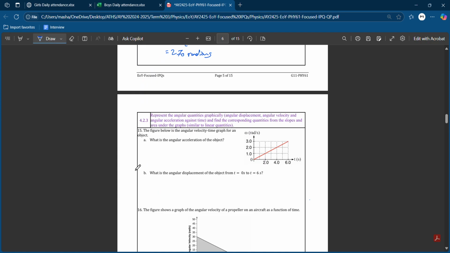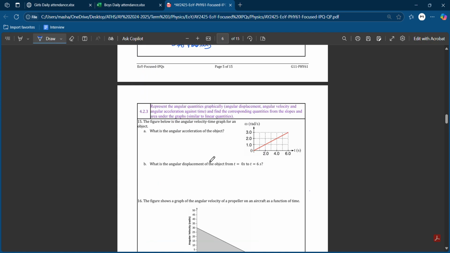For question number 15, you need to know some information, which is angular acceleration. The acceleration is equal to the slope if given a speed-time graph, because this one is the acceleration. And angular displacement, which is theta, is equal to the area under the curve. The area can be either a triangle or a rectangle. Triangle is half times base times height. Here, rectangle is length times width.